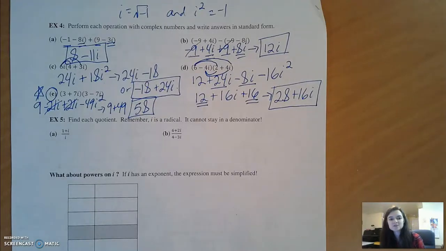Welcome to the last bit of our chapter 10.7 notes. We are starting up with example 5, which is what happens if we have complex numbers and we need to do division.